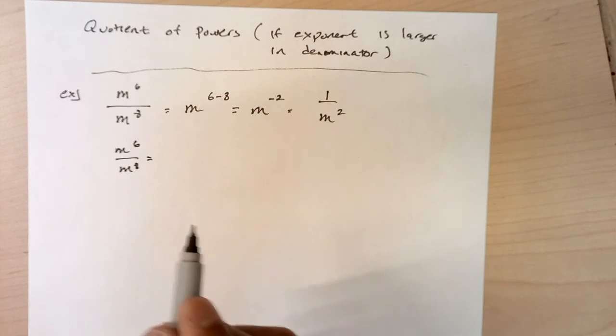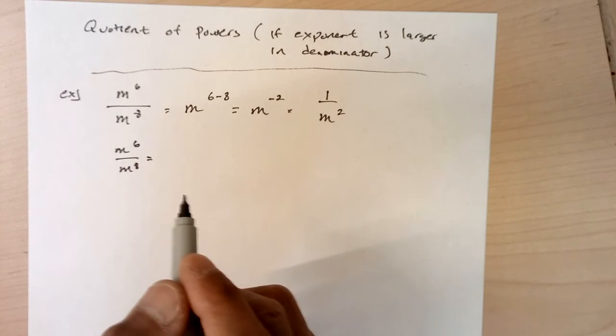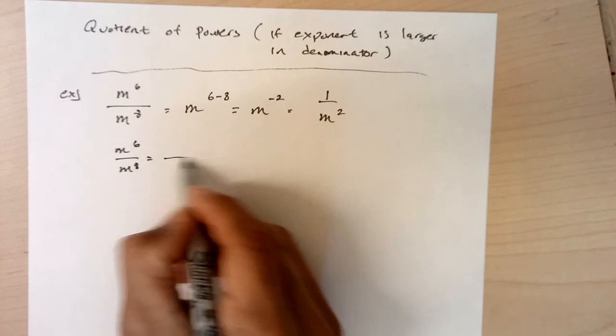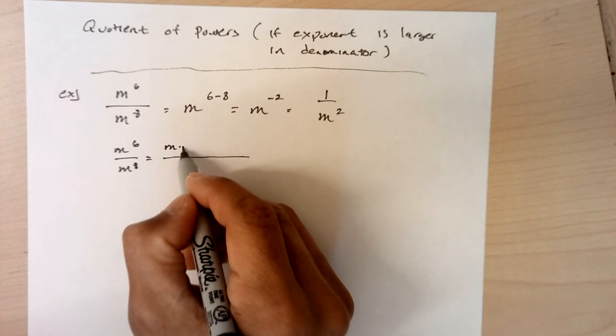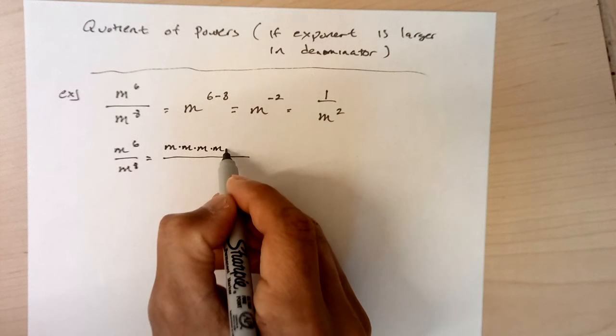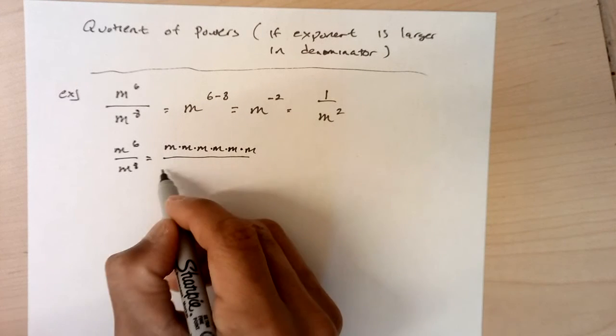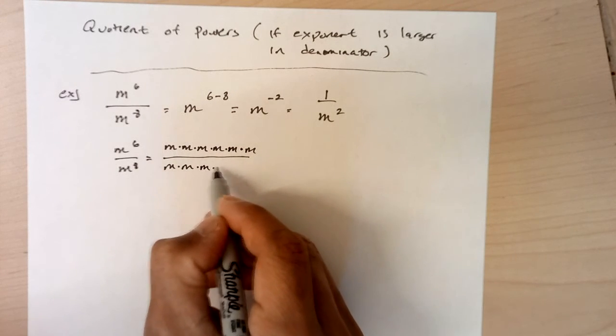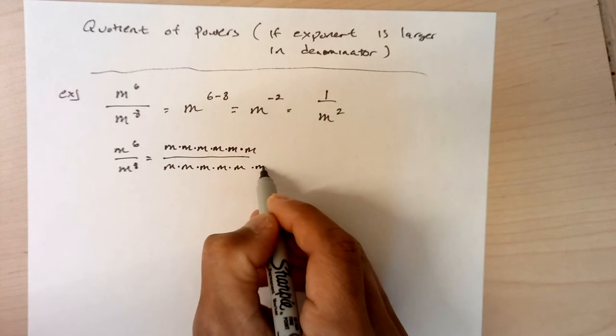If you forget a rule or a property, you could always write everything out in expanded form. So the numerator, m to the 6th, is m multiplied by itself 6 times. And then in the denominator, m to the 8th, m multiplied by itself 8 times.